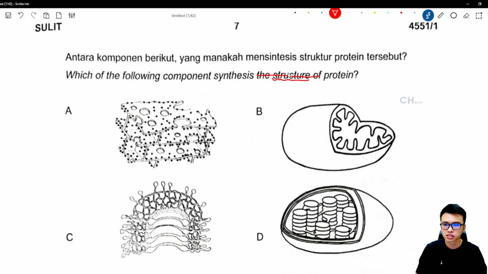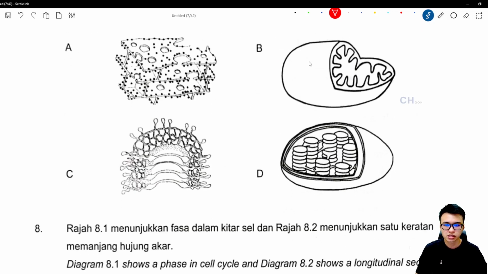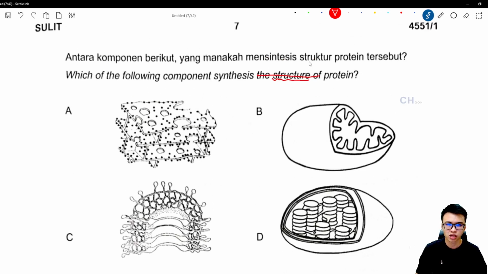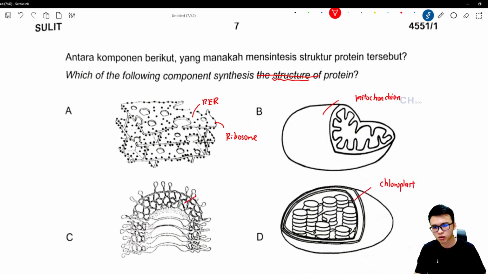So the question here has A, B, C, and D. You need to recognize all the organelles here first. So A is the RER. Here will be the ribosome. This one I believe is the mitochondrion, chloroplast, and Golgi apparatus. B and D are definitely out.